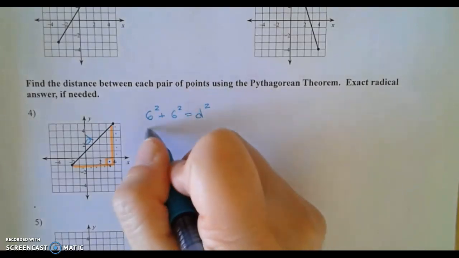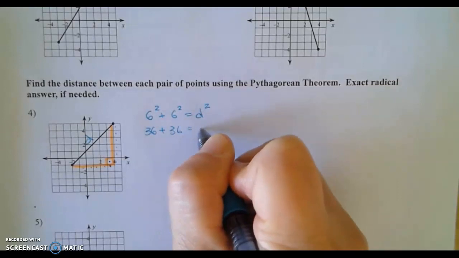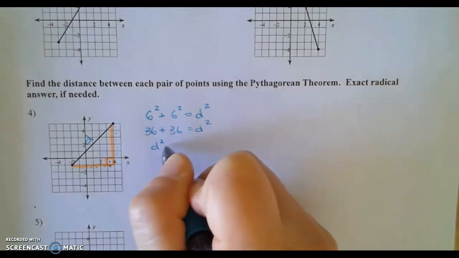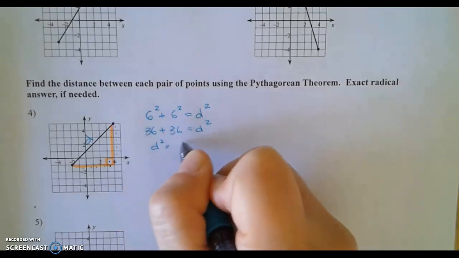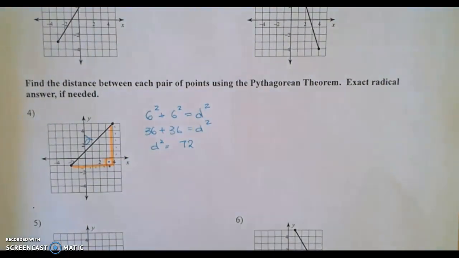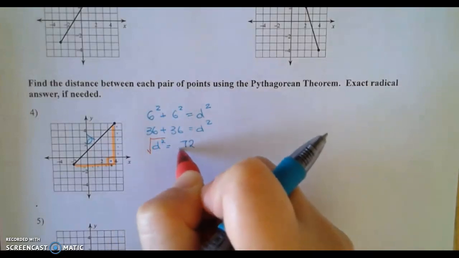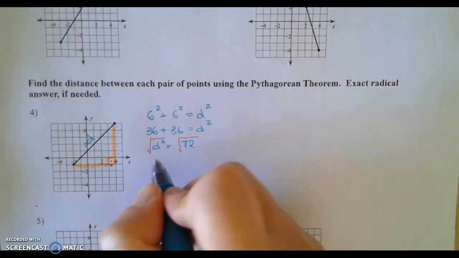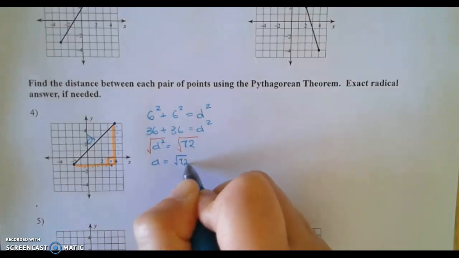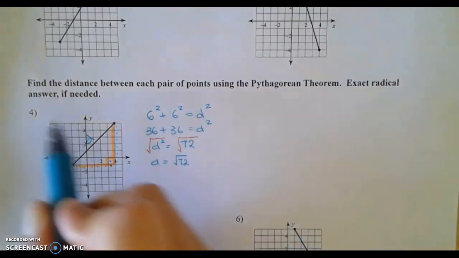What's 6 squared? 36. What's 6 squared again? 36 is equal to D squared. I'm going to bring the D squared first. D squared is equal to 36 plus 36, which is 72. So from here, to find D, I need to undo squaring. So take the square root of both sides. That leaves me with D is square root of 72. Okay, but now it says exact radical answer.